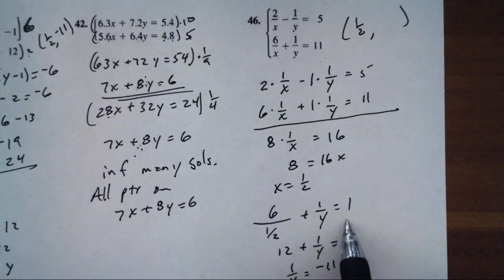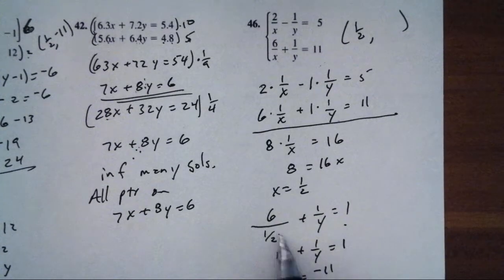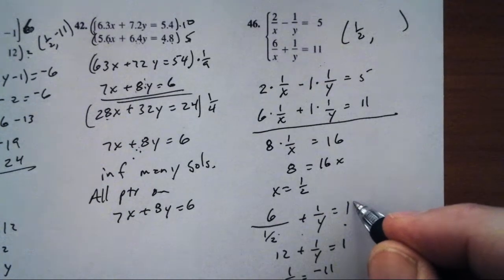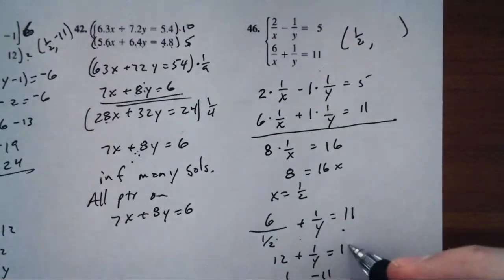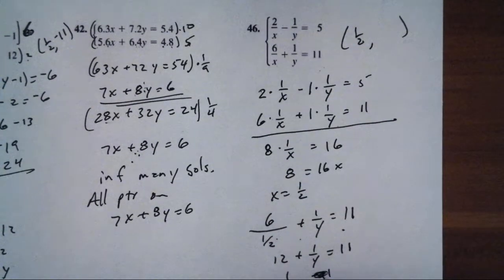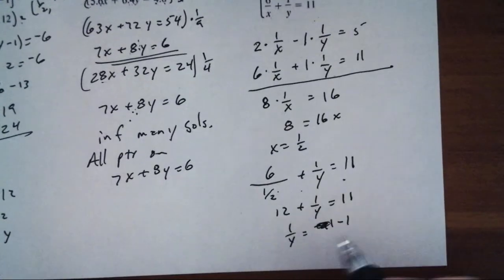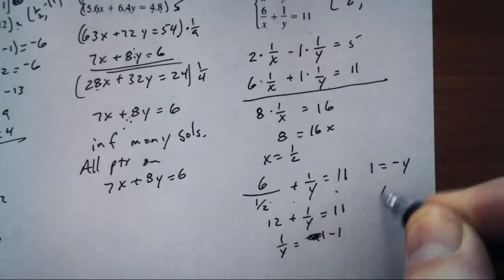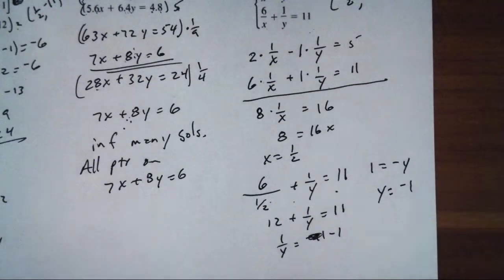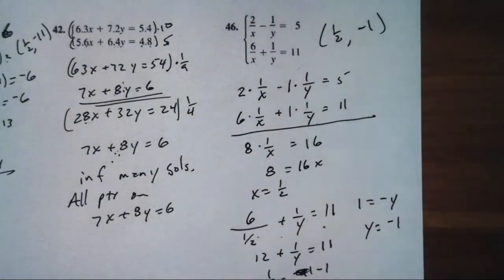Is that all good? Did I get this right? This was an 11 to begin with, wasn't it? This was an 11, sorry. It's an 11. So this is 11. I subtract 12 and I get negative 1. Multiply both sides by y, I get 1 equals negative y, or y equals negative 1. Okay?